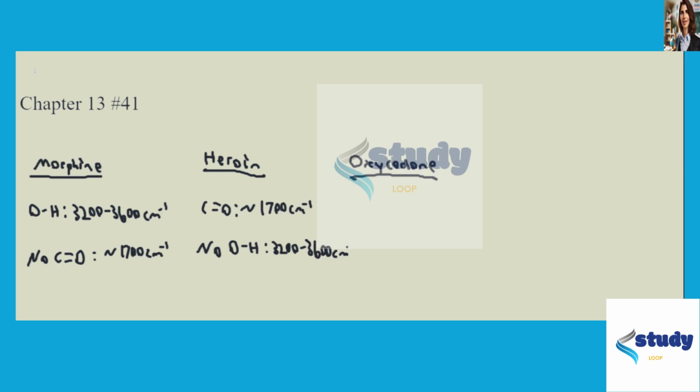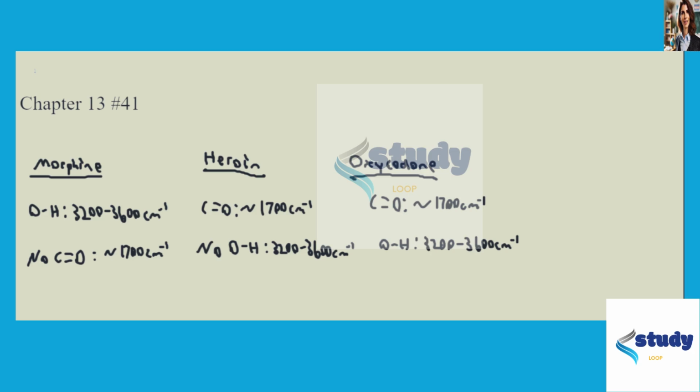And then lastly, looking at oxycodone, oxycodone has both. So we'll get the carbon double bond oxygen at about 1700 wave numbers, and we'll also get the OH stretch between 3200 and 3600 wave numbers.